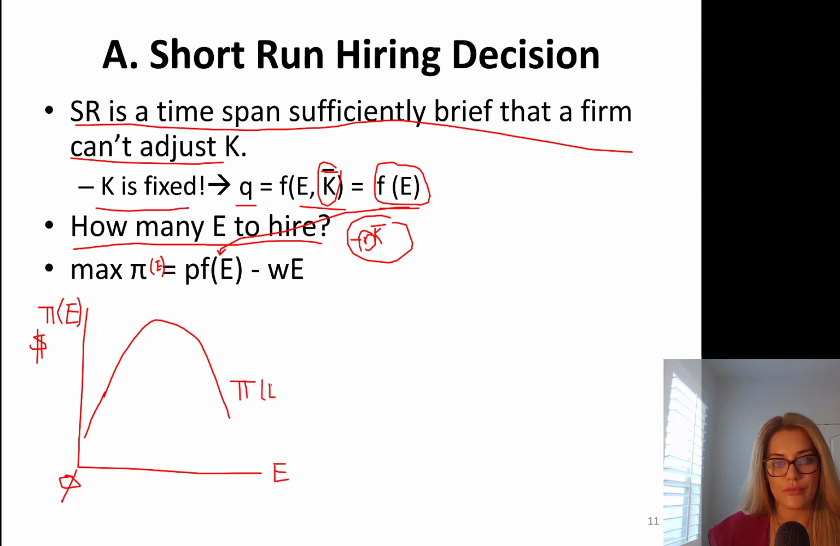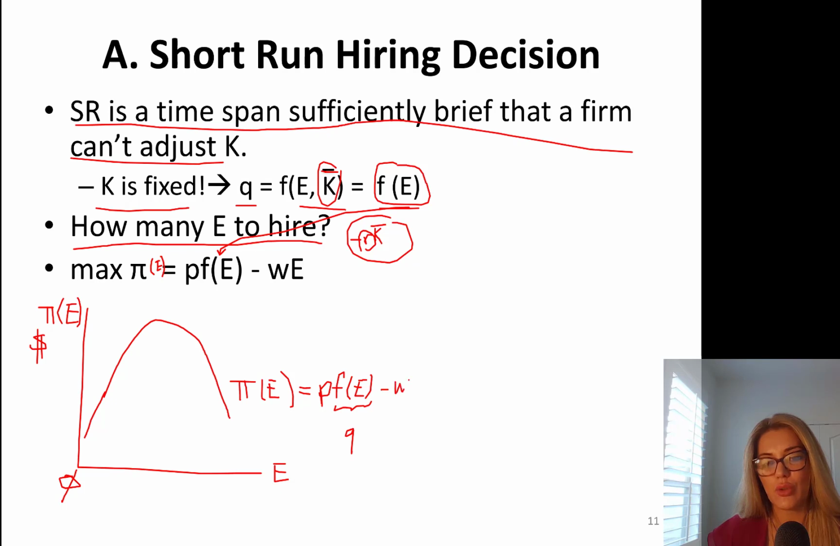Pi of E, which means profit as a function of employment, is equal to price times, I said P, I meant to say pi, pi E. Okay. Price times F of E, output, right? This is Q. Price times however many units you just produced, minus the total cost of employment. The profit function is concave, which means like an upside down cereal bowl, and it's an increasing function.